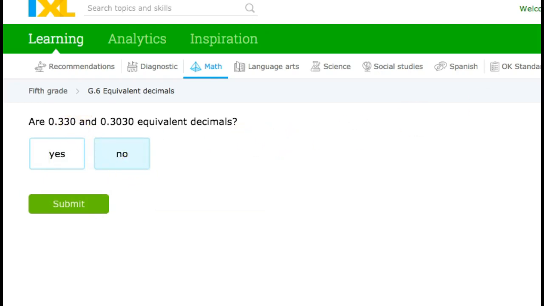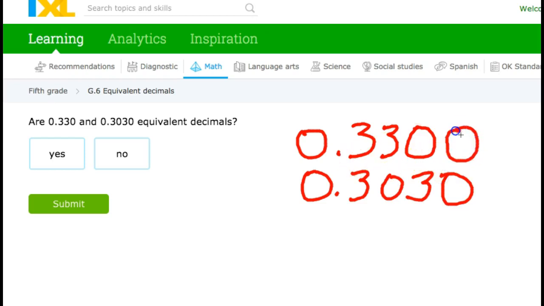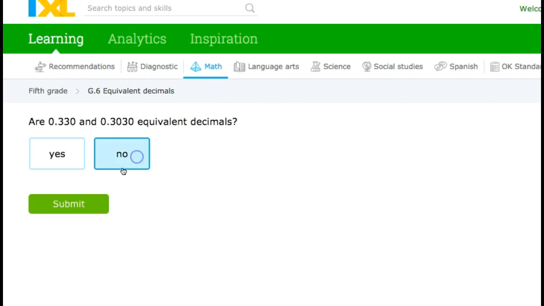Now we look here. This gets a little bit confusing. They're trying to be tricky with this. So we have 0 and 330 thousandths, and we have 0 and 3030. Now, if I want to compare, I can add the 0 there so they have the same number of digits, but I really only have to go as far as the hundredths place, because the tenths place is the same. The hundredths place, the 3 is greater than the 0, therefore these are not equivalent fractions, or decimals, excuse me, they're not equivalent decimals.